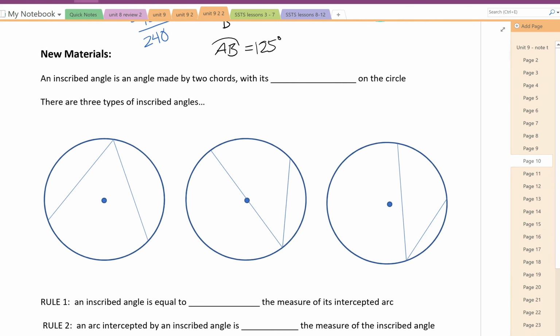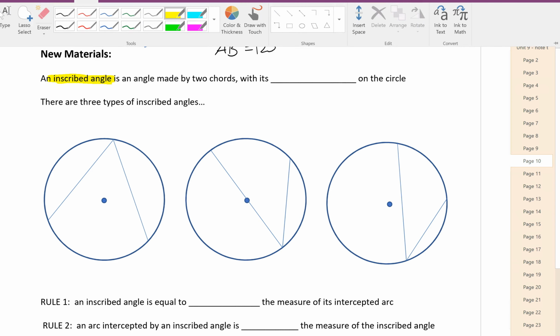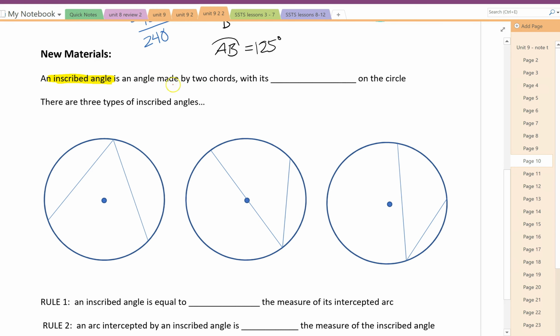All right, new stuff. An inscribed angle. Inscribed means written within. So an inscribed angle is an angle made by two chords with its vertex on the circle. What does that mean? Well, a vertex is the middle point in an angle, where the two line segments come together. So if I look at this circle on the far left, I have ABC right here. I have chord AB, and then I have chord CB. They meet at point B right there, which is the vertex of angle ABC.